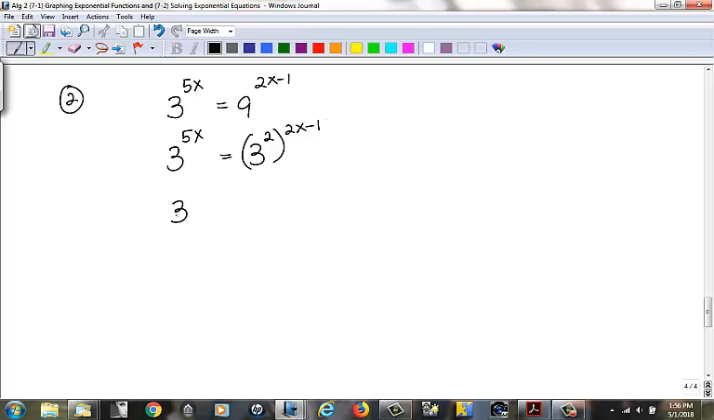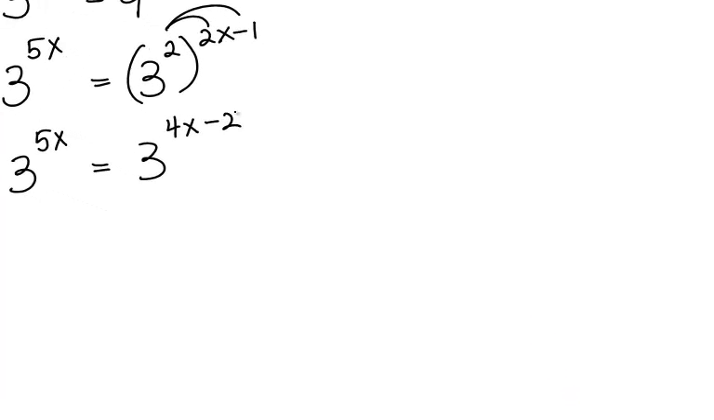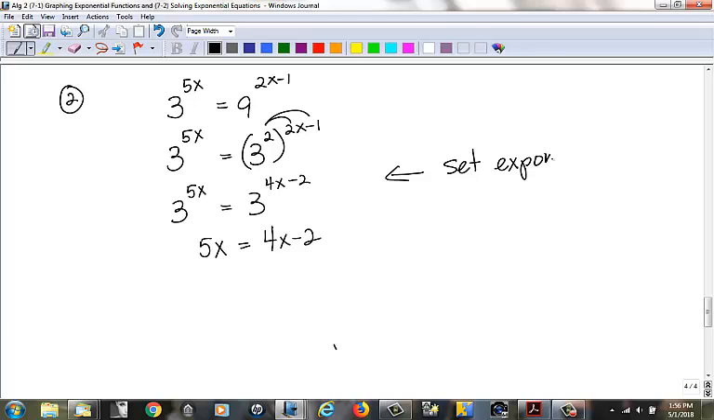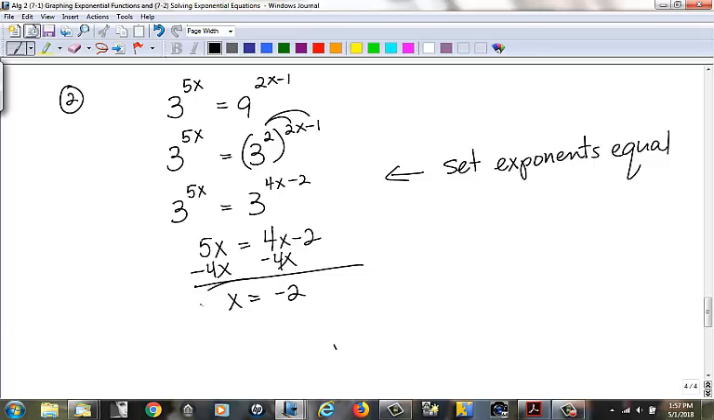Multiply them. So we'd have 3 to the 5x equals, we got to multiply this out, 3 to the 4x minus 2 power. The bases are the same. There's an equal sign in between, so set those exponents equal. If you want to, write a note outside, set the exponents equal. So you get the bases the same, set the exponents equal, solve. So you get x equals negative 2.